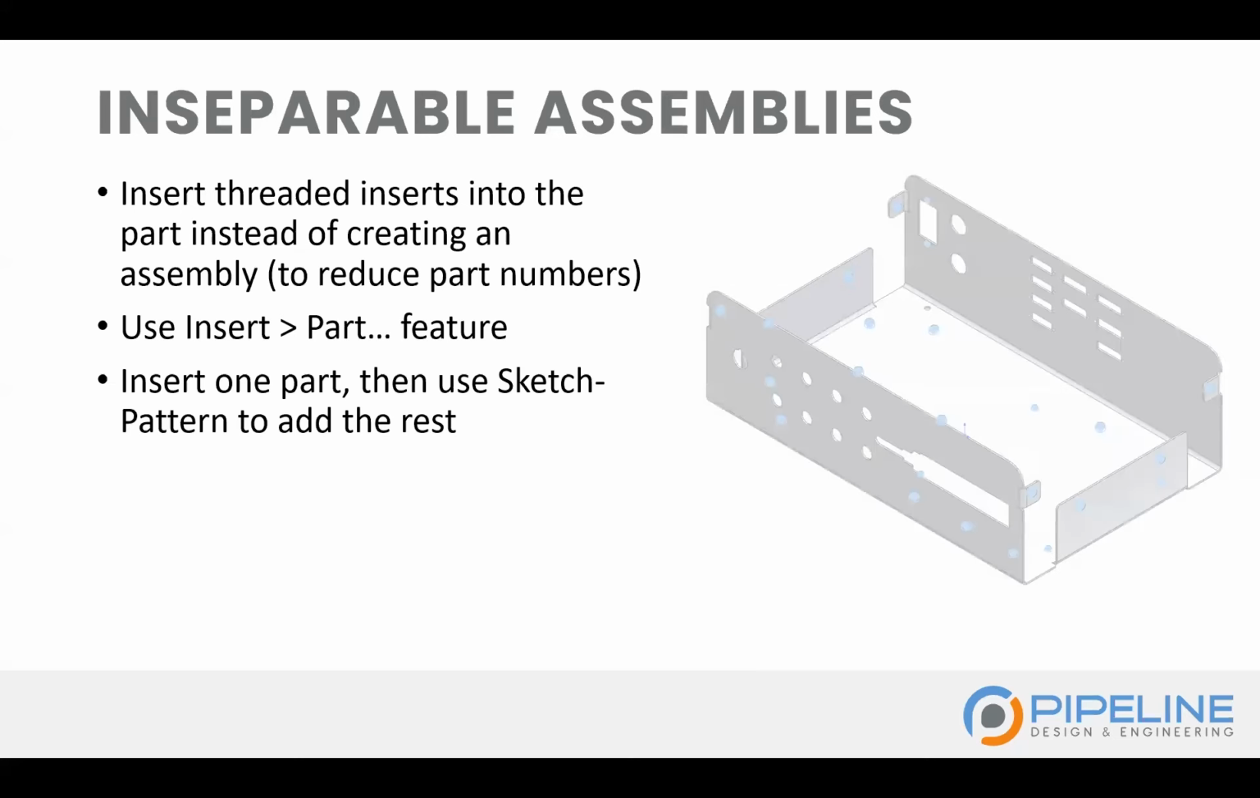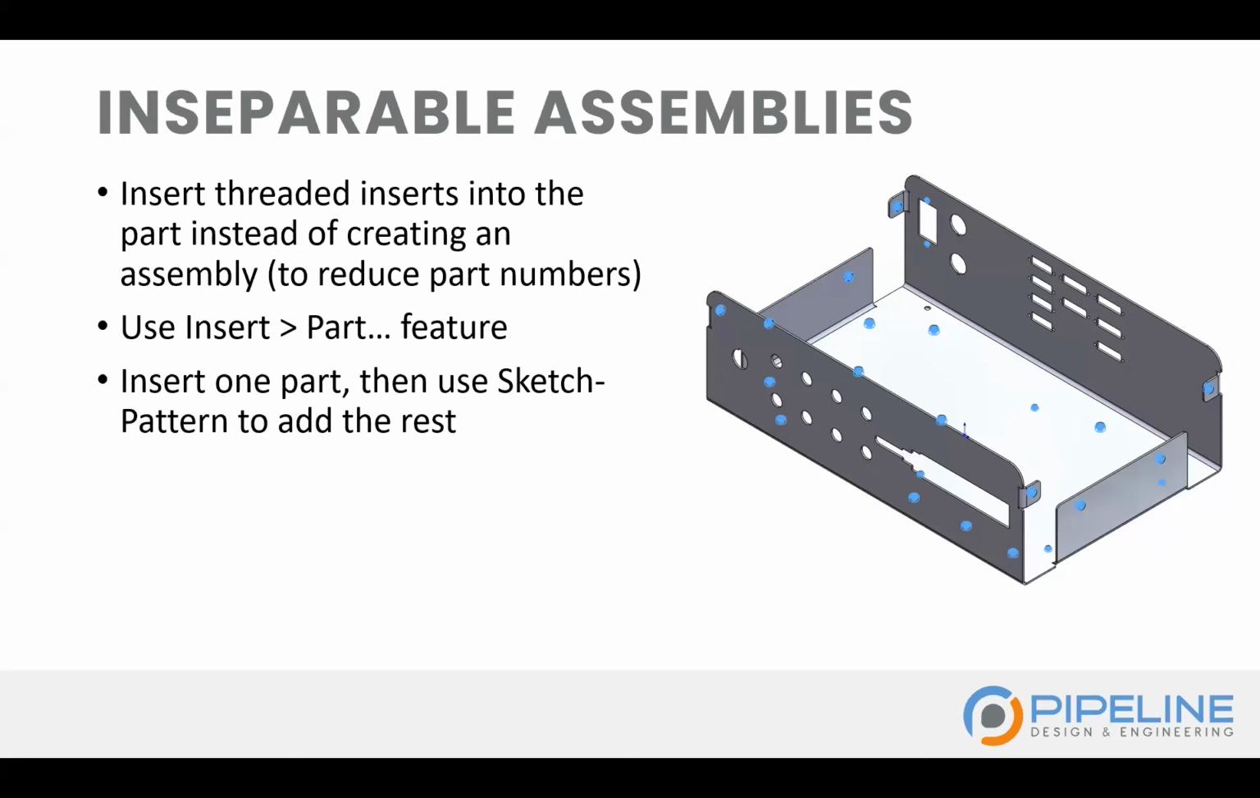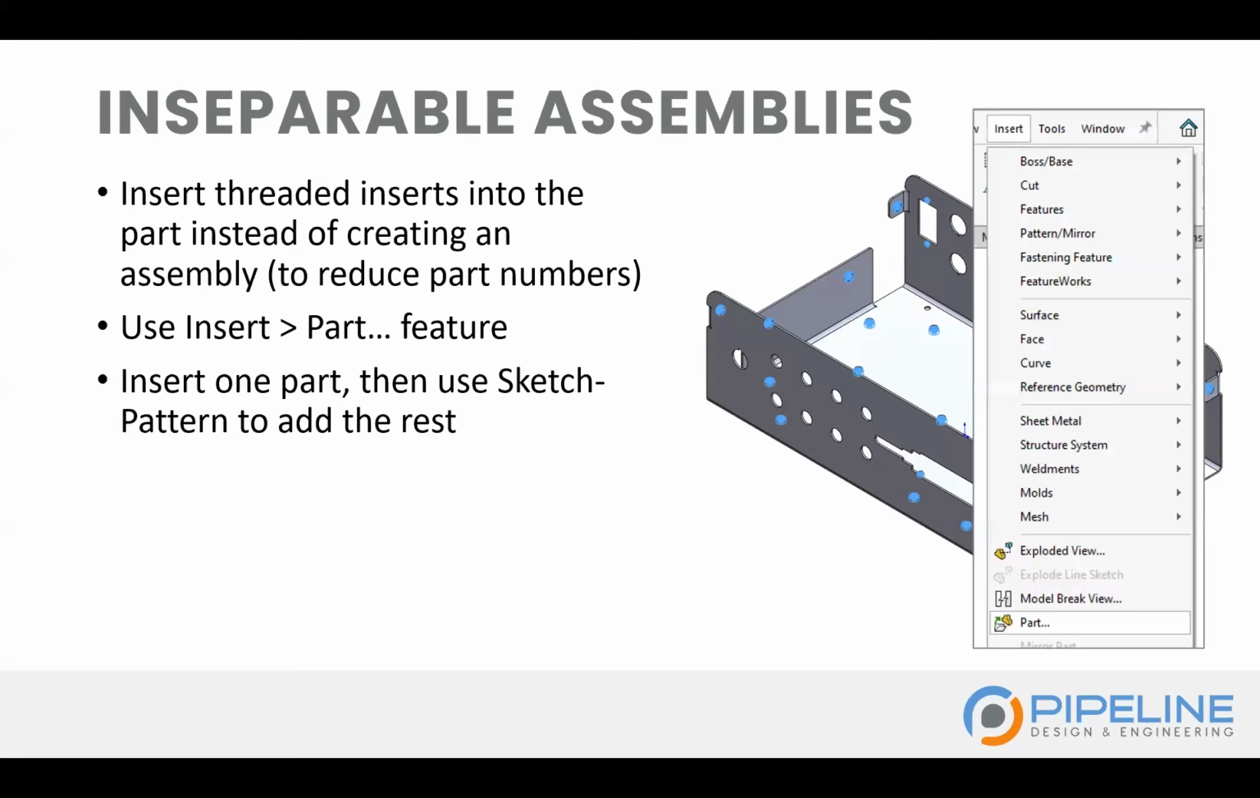A couple of tricks that we used when we're designing Easy Motion. This is the chassis, the housing of the product. And you see all these blue dots in there. Those are threaded inserts, in this case, PEM nuts. We've been doing this for several years now. Instead of making a subassembly with all of those PEM nuts inserted as parts, we make it as an inseparable part. For those of you who have done something like this, it's pretty straightforward.